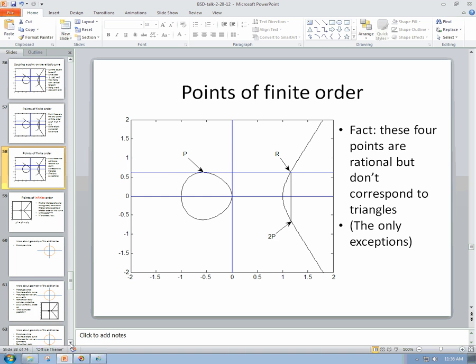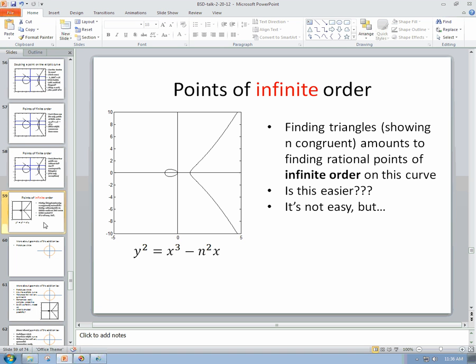So it turns out we've morphed our original problem into another one, and it's a much weirder problem from what we started with, but it turns out to be the key to making some progress. Finding triangles showing that some particular number n that we start with is congruent amounts to finding rational points on this curve, and it really amounts to finding rational points of infinite order on this curve. Things that when you double or triple or quintuple them, you don't get back to where you started. You don't get back to 0.